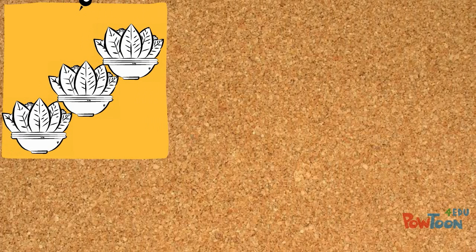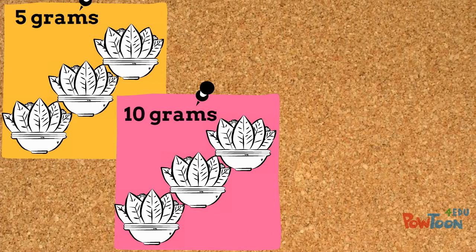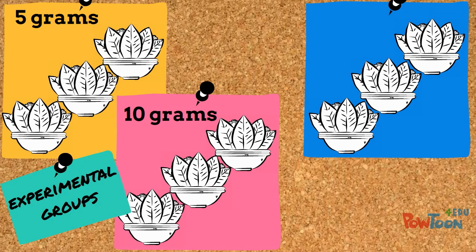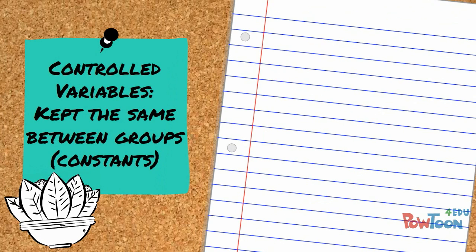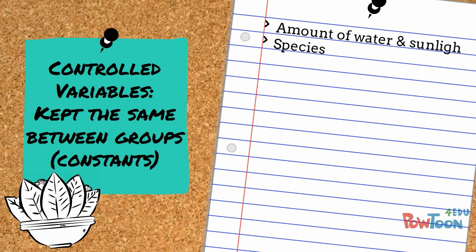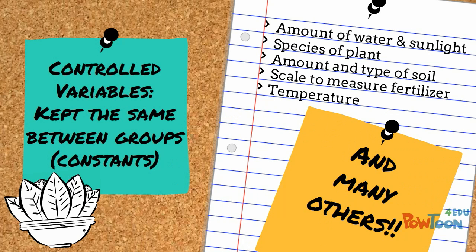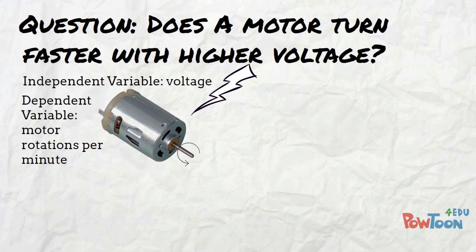An experiment often involves comparing an experimental group to a control group. The experimental group consists of trials where you change the independent variable. The control group does not include the independent variable, but is otherwise identical to the experimental group. The features kept the same between each group are called controlled variables. These will allow you to conclude that any differences in the dependent variable between trials are due to the independent variable.